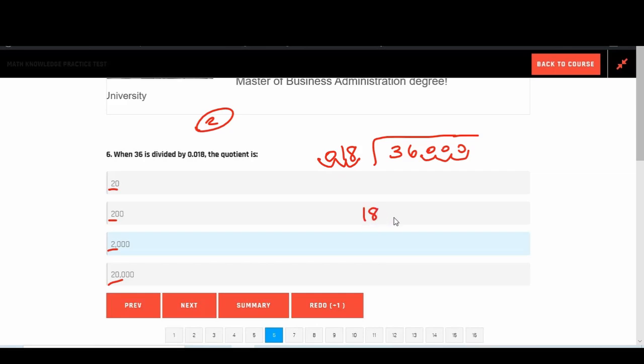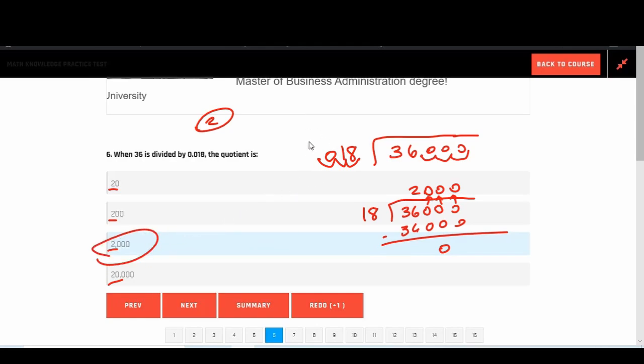So we have 18 and 36000. Now we can apply some mental math to do this one. 18 goes into 36 2. Just bring up those zeros. So we're done. 18 times 2,000 is 36,000 with no remainder. Again, the key to this problem is being able to work with decimals and long division.